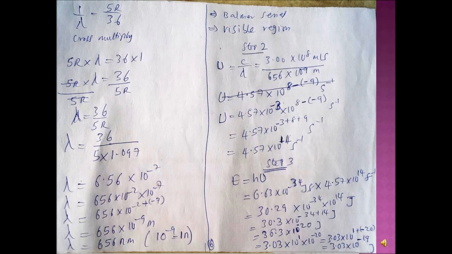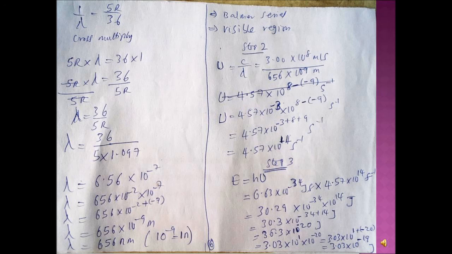Then when the division is done, we'll end up having 656 times 10 to the power minus 9, following the same procedure we used in the first and second example. And then, since we have gotten 656, it also suggests to us that this is within the visible region and in the Balmer series. Now, we have calculated our wavelength.